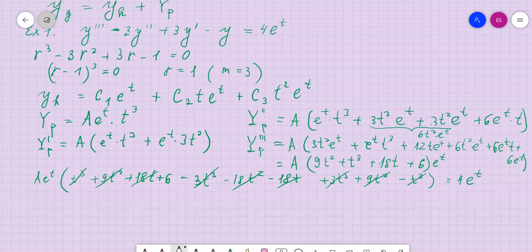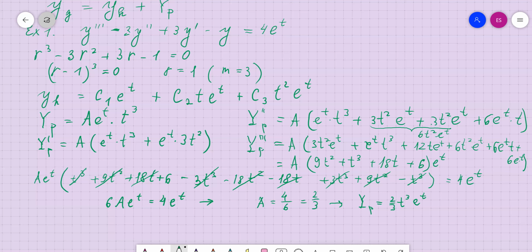So I'm going to write down 6a e to the power of t equals 4e to the power of t. So while comparing these two expressions, I can find that a equals 4 over 6 or 2 over 3. So my particular solution here is 2 over 3 t cubed e to the power of t.